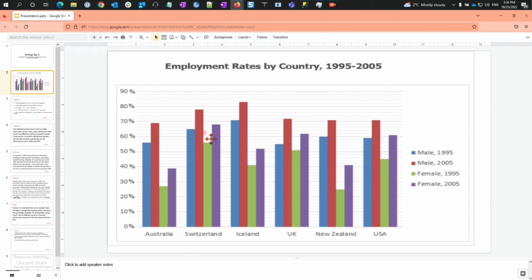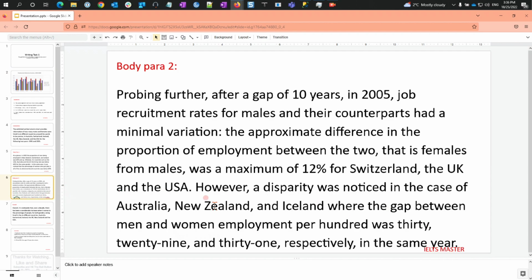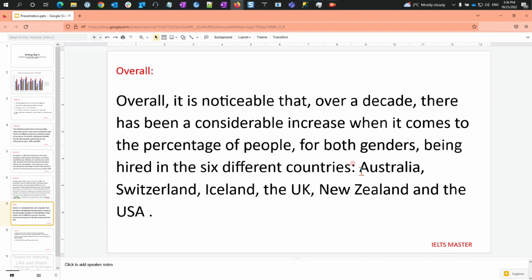Increase in Iceland. UK increase. New Zealand increase. USA increase. So every single bar that you are seeing for 2005, there has been an increase, a significant increase. And that's what I have tried to mention, and that can be your overall.